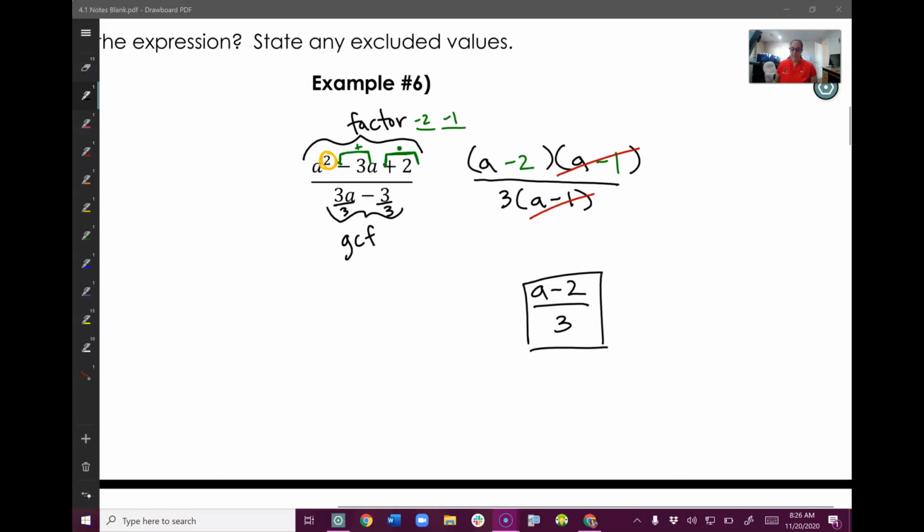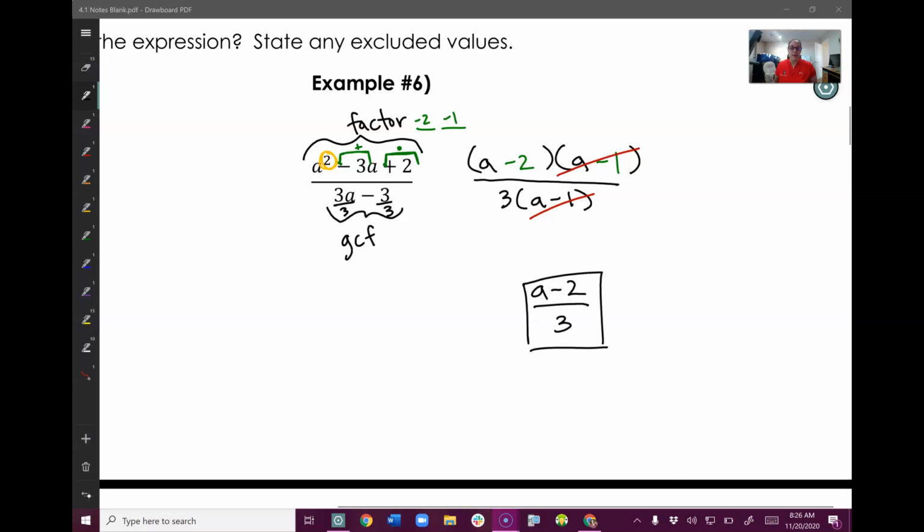Welcome back. Let's see how you did. You should have gotten a -2 over 3. So if we factor the top, we need 2 numbers that multiply to 2 and add to -3. So that's -2 and -1. So I have a -2, a -1. And then the bottom has a GCF of 3. So I take the 3 out and I get a -1 left. And then I have a -1s on top and bottom that cancel. So that's what I'm left with.